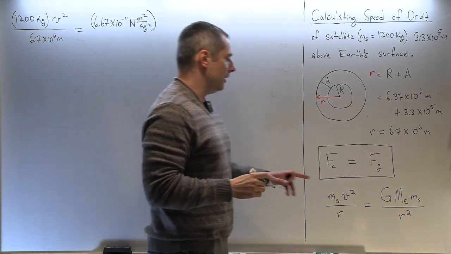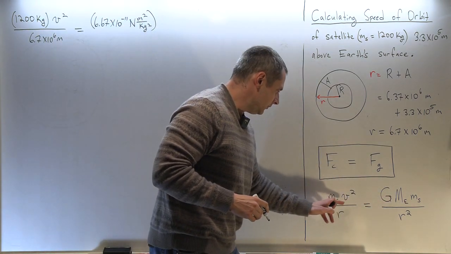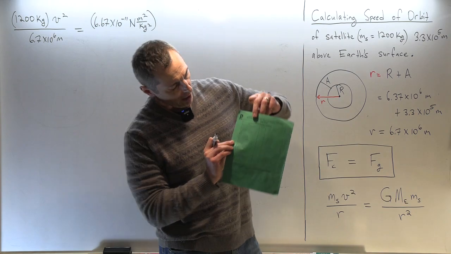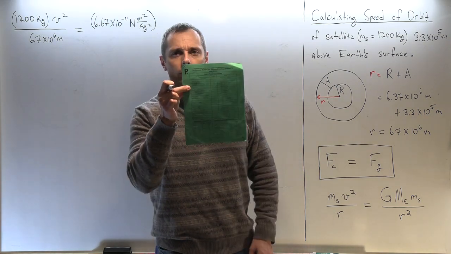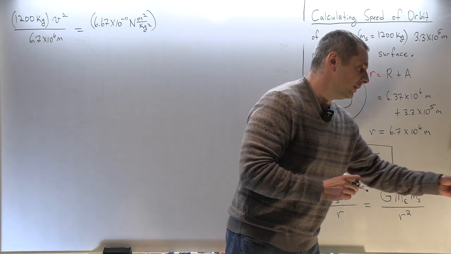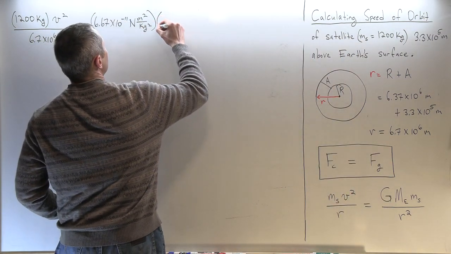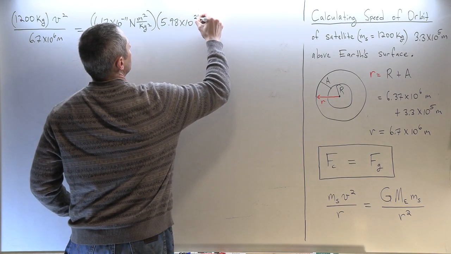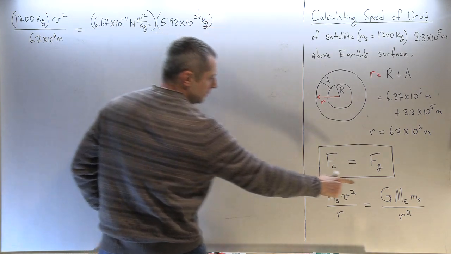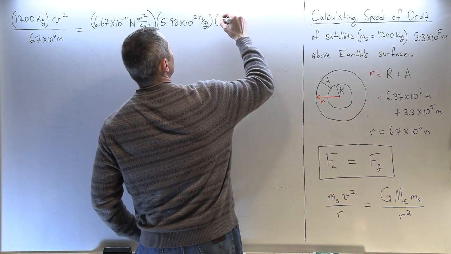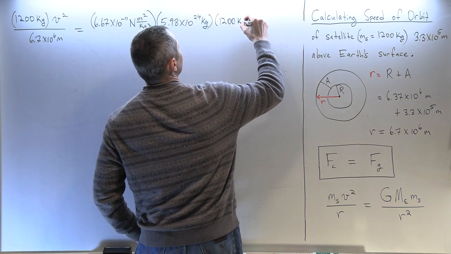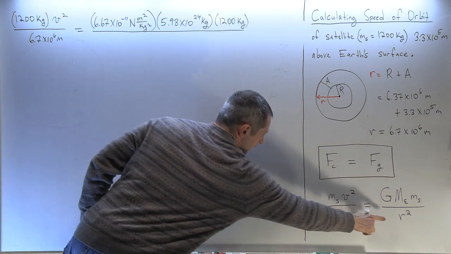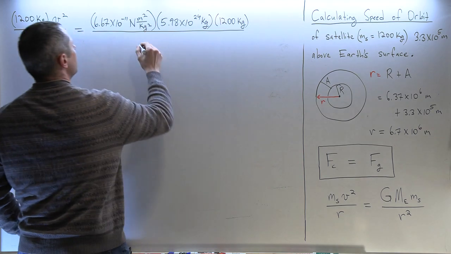Now we need the mass of planet Earth. So we've got m v squared over r equals G, and the mass of the Earth we need. So again, front cover of the reference table. It's right here near the top of the reference table. And that's 5.98 times 10 to the 24th. And the other mass is the mass of the satellite, 1,200 kilograms. All divided by radius squared, which is right there.